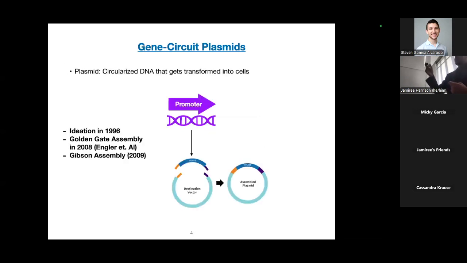Here in 2008, I believe, Golden Gate Assembly by Engler was produced, where you can essentially produce genetic circuits in a circularized plasmid all in a one-pot reaction. And this basically allows you to plug and play the genetic circuits that I was talking about previously and stick promoters into destination vectors and then regulate these kind of genetic circuits.